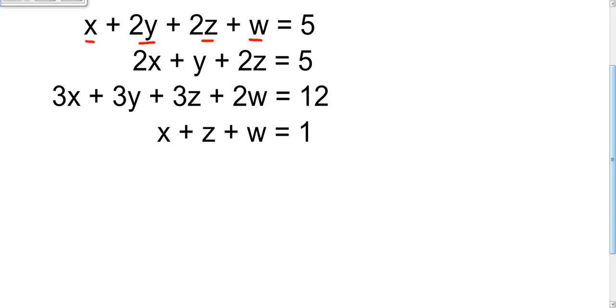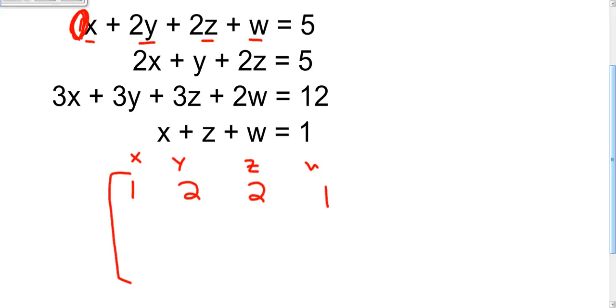So I am going to make a matrix, and I have four different variables. I'm going to look at the coefficients of them. That's the numbers in front. So this one just happens, it's not written, but there's a 1 there. And then I have a 2 in front of the y, a 2 in front of the z, and a 1 in front of the w. And I am going to write this down so that I can keep track of what order I'm doing this in. Okay?